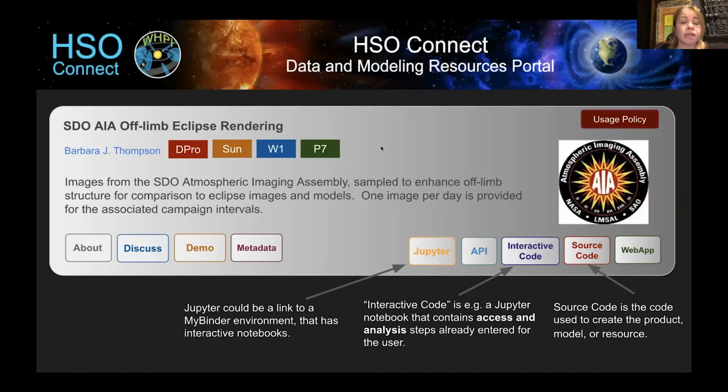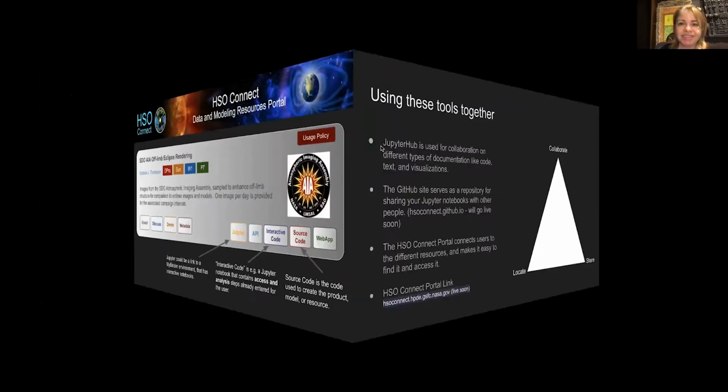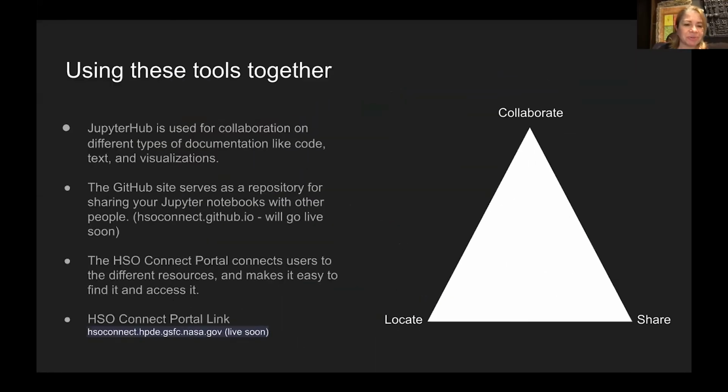You'll all receive these links in an email after this meeting, so don't worry about finding the links. I should say hsoconnect.github.io has been updated. It is live. And so I'll send the corrected link for that.